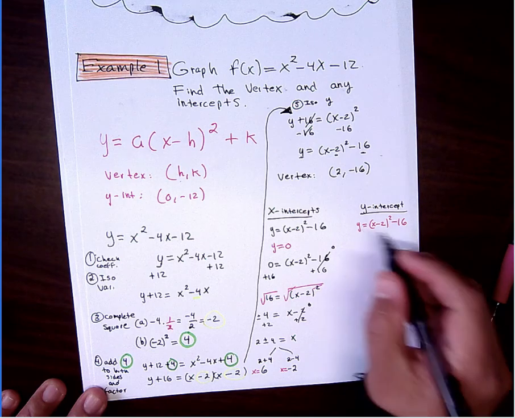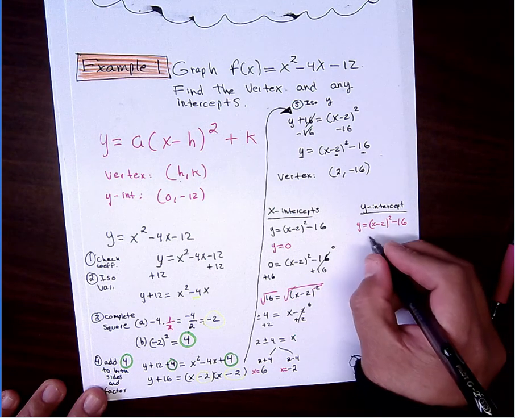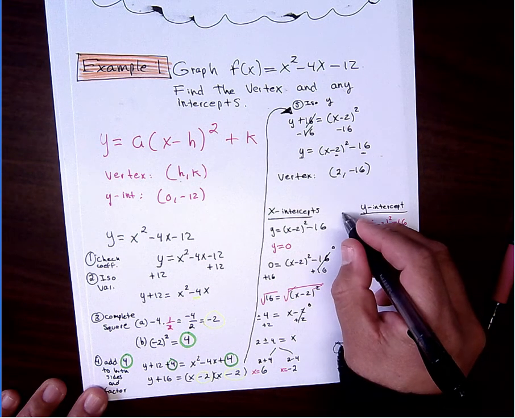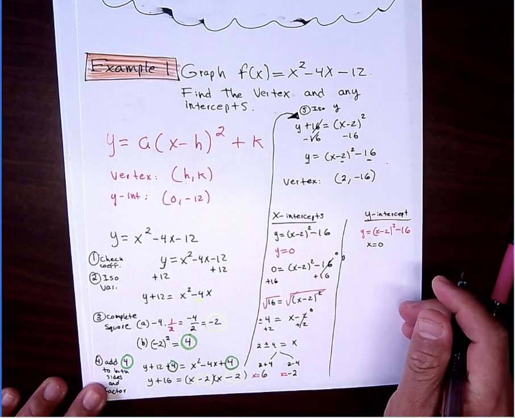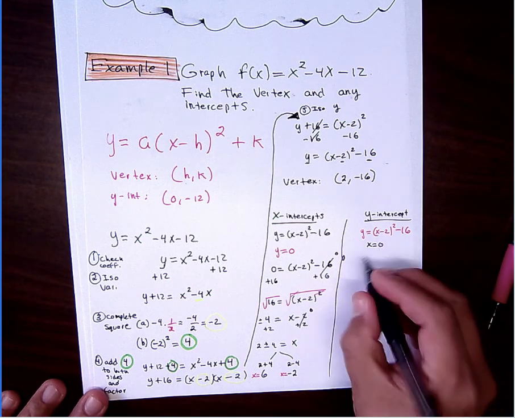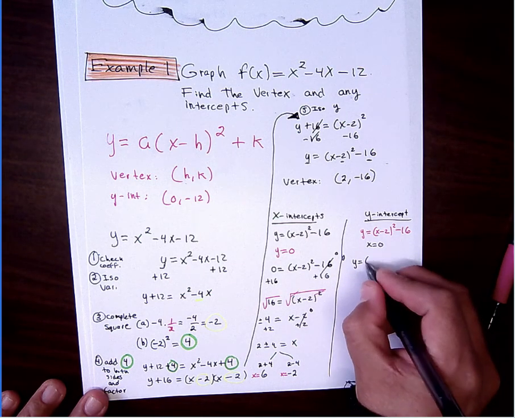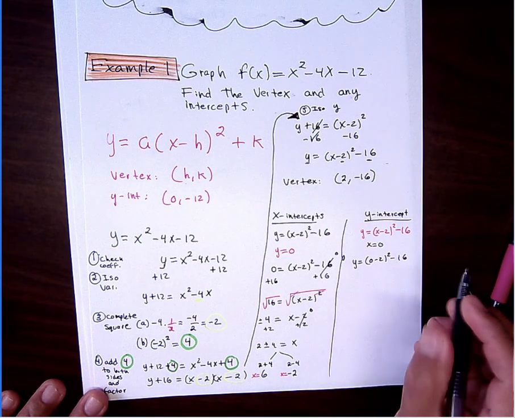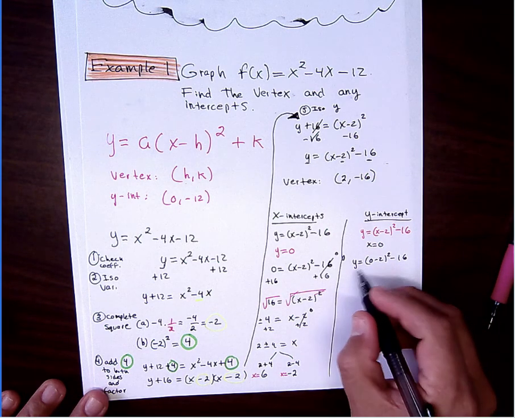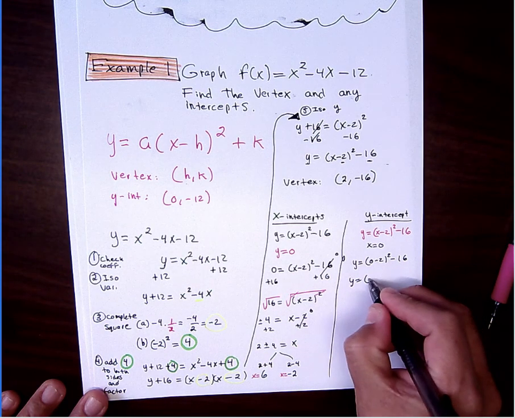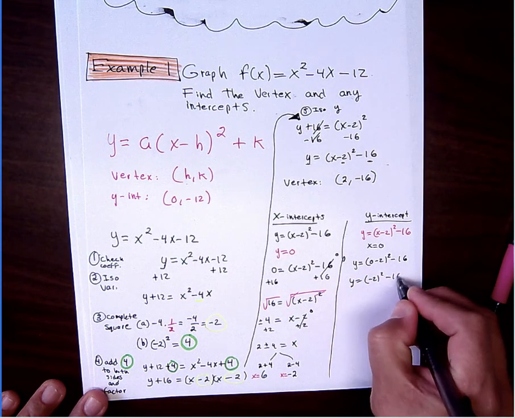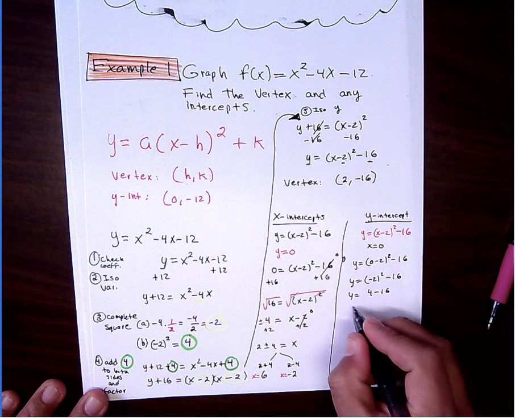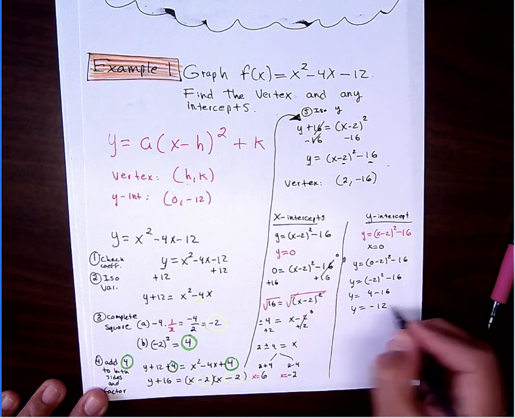So we're going to make x equals 0 in this case. So x is equal to 0. So it would be y equals 0 minus 2 squared minus 16. So y equals negative 2 squared minus 16. So this would be 4 minus 16. This would give you negative 12, which is the original.